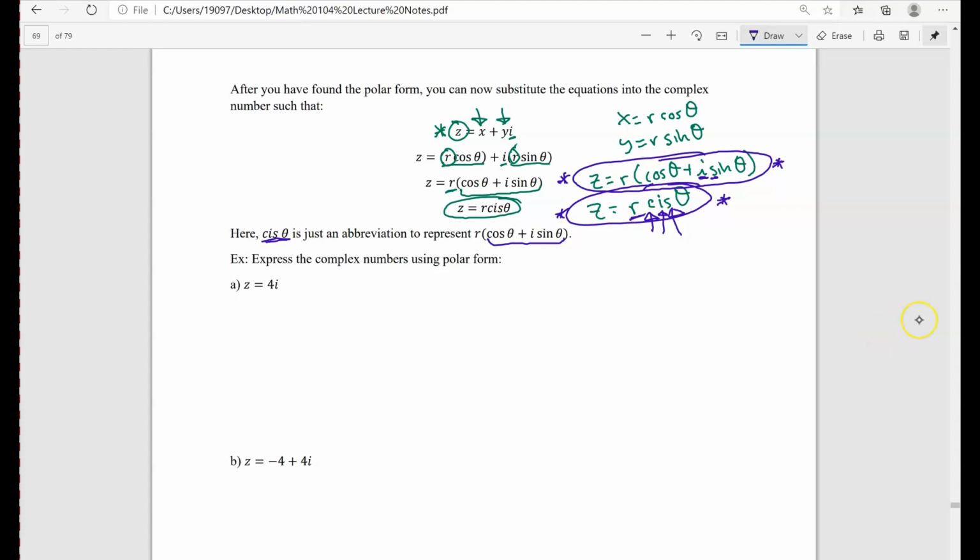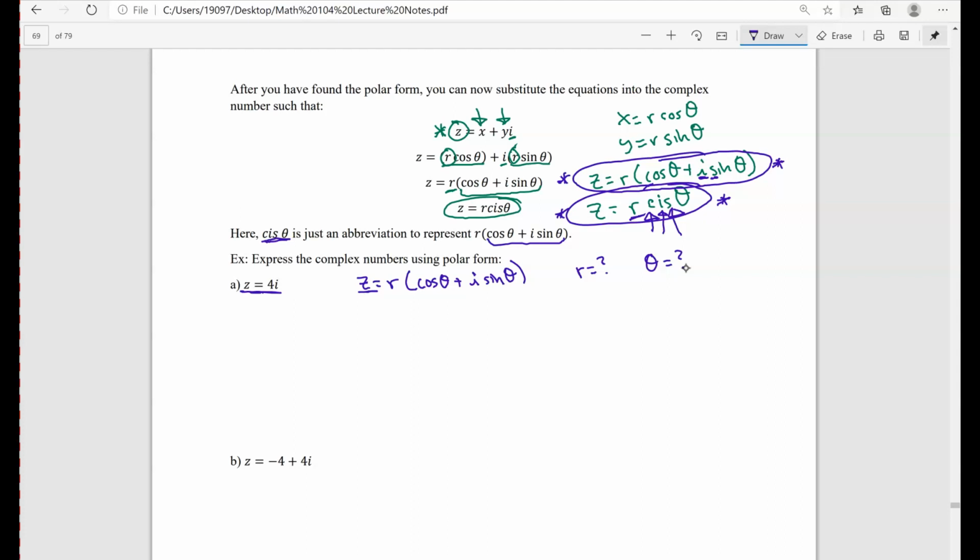Here, let's express the complex number using polar form. So z is equal to 4i. What we want to do is think about what exactly r is. You want to write this as z is equal to r times cosine theta plus i sine theta. There are a couple of things I need to figure out: I need to figure out what r is, and I need to figure out what theta is.